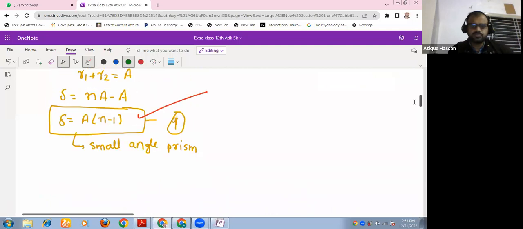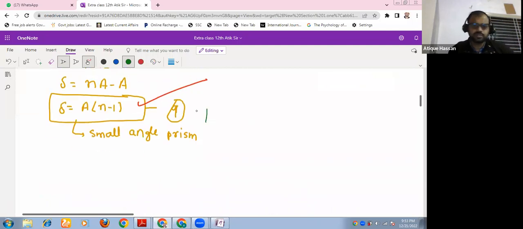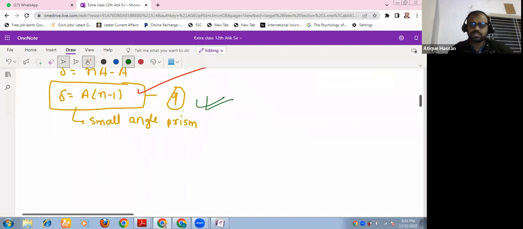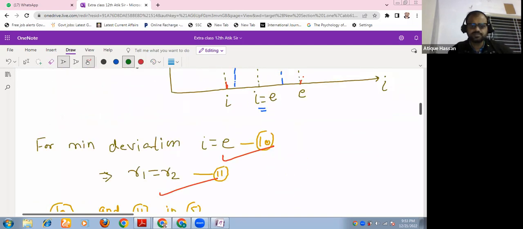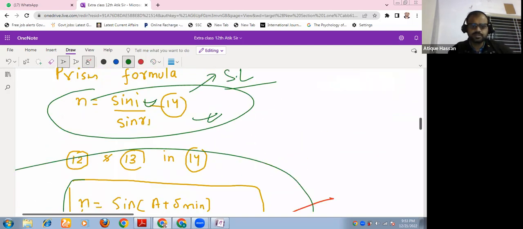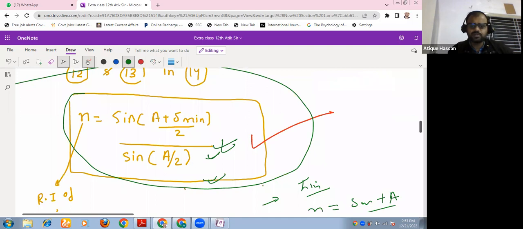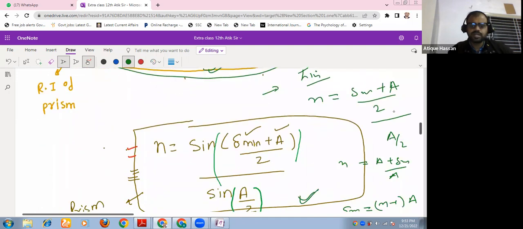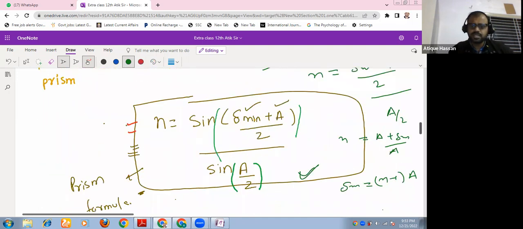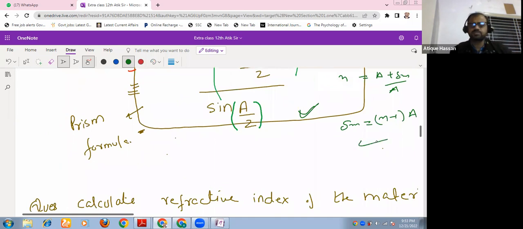I don't teach it before the formula of delta. So this is the result: delta minimum is equal to A into (n minus 1). Actually, this can be easily derived from this. Got it? So if the angle is small for a thin prism, you can directly put it like this and you will get delta equal to (n minus 1) A.